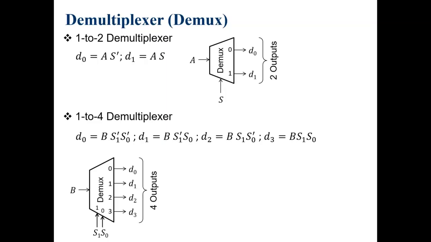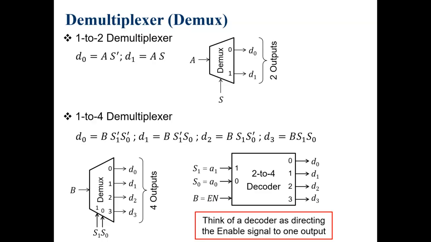So this is a 1 to 4 demultiplexer. If s1 and s0 are 0, 0, where will B go? Anyone may answer. D0. If it is 0, 1, B will go to D1. If it is 1, 0, B will go to D2. And if it is 1, 1, B will go to D3. Got it? So this is how it works.